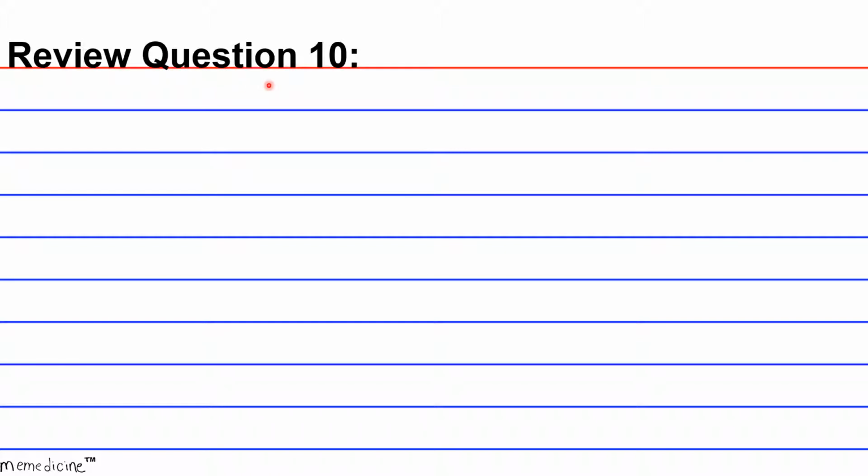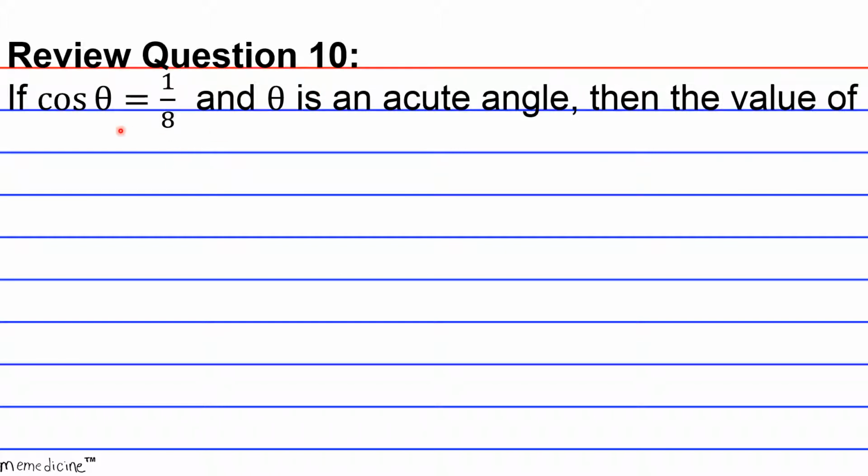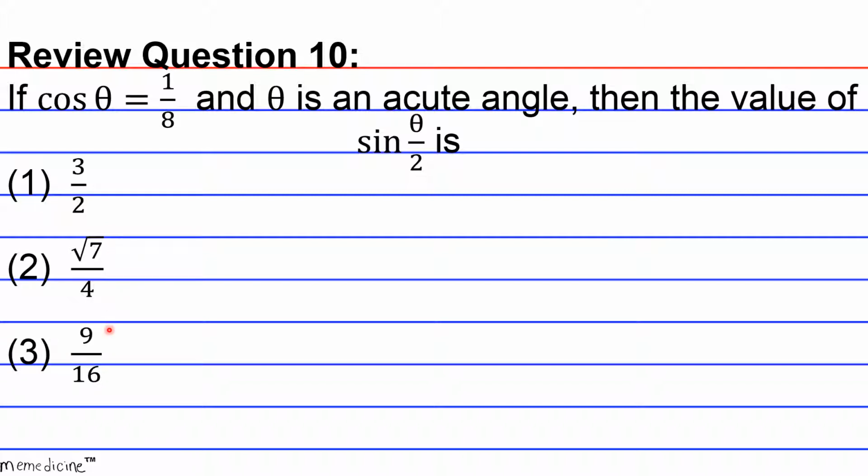Review question 10. If cosine theta equals 1/8 and theta is an acute angle, then the value of the sine of theta over 2 is 1) 3/2, 2) radical 7/4, 3) 9/16, or 4) 3/4. I'll give you a moment to strategize and come up with a solution. Definitely press pause.